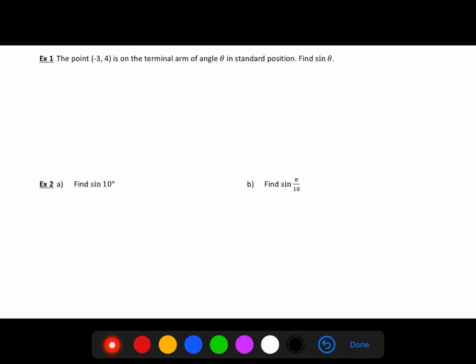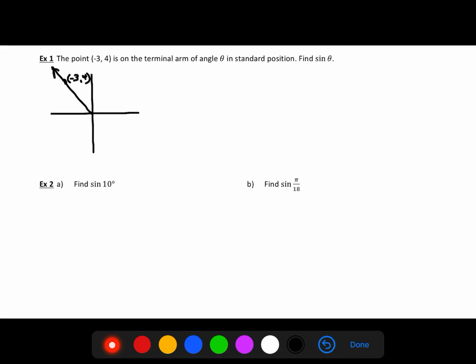So example number 1, the point -3, 4 is a point on the terminal arm of angle theta. Okay, so we're going to have -3 and 4 over here. And we're going to draw this to help us visualize what we have here.